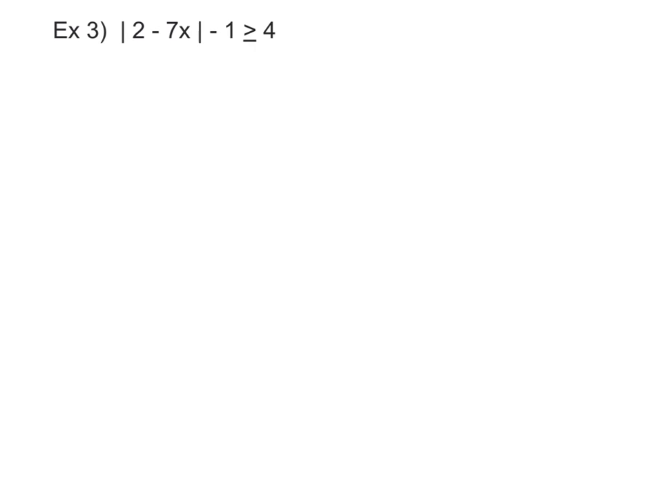All right, here we have a problem where we can solve for the absolute value first. So you have to isolate your absolute value first and then you solve for it. Leaving the absolute value symbols on there, I'm going to add 1 to both sides. Now I have the absolute value of 2 minus 7x is greater than or equal to 5. Now at this point, we can break it into the positive and negative.